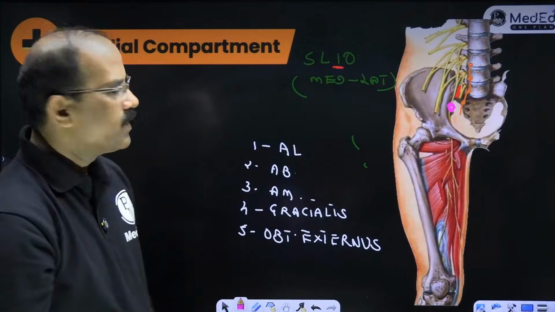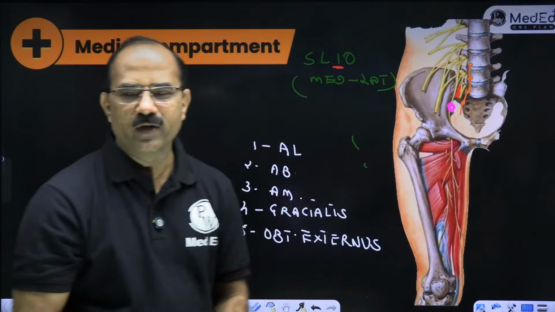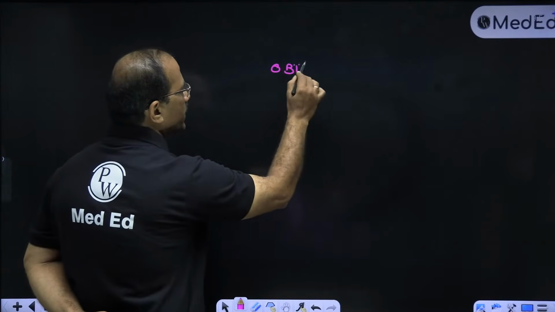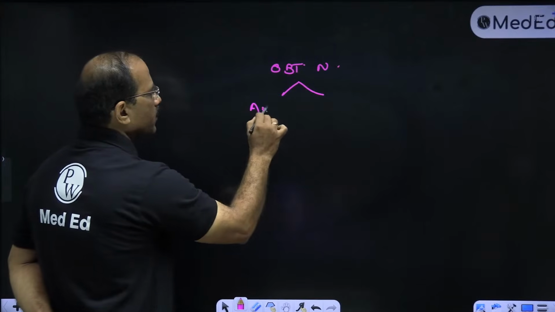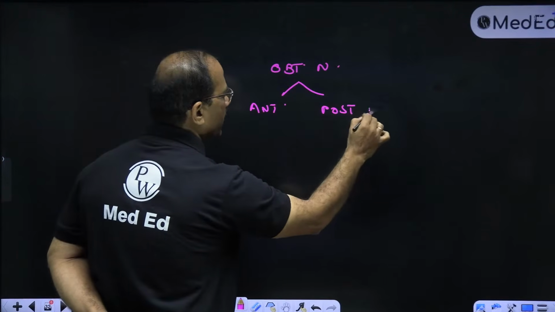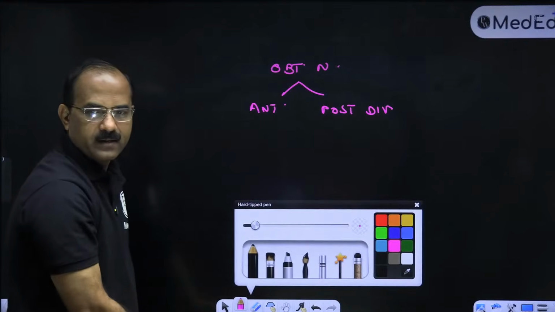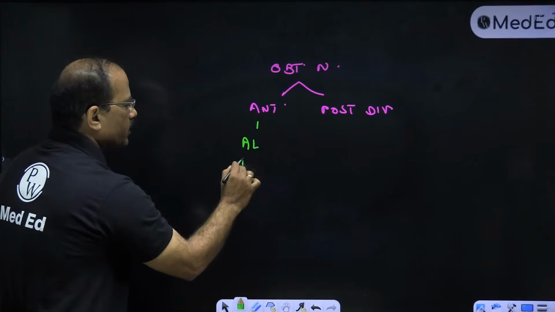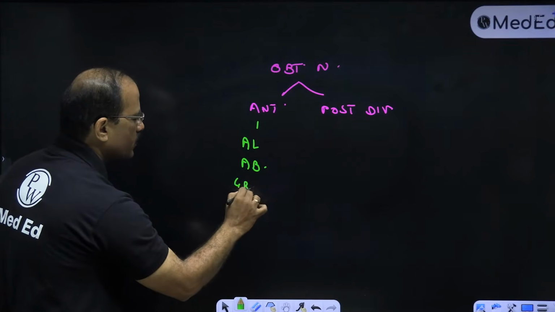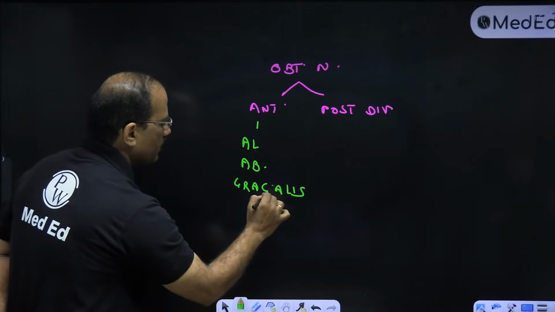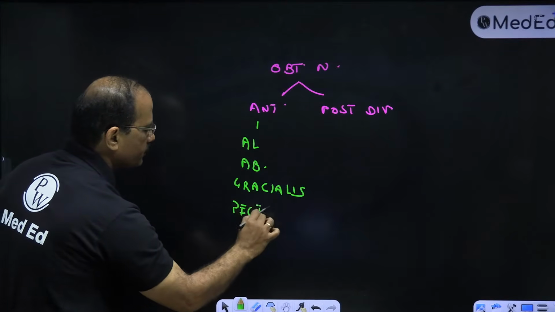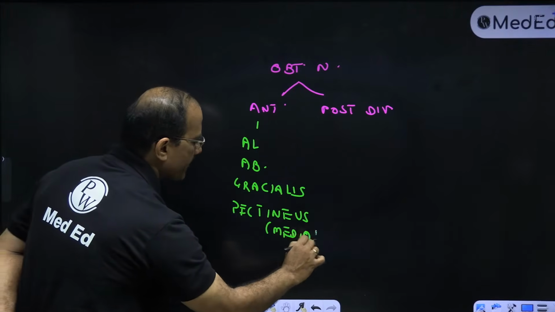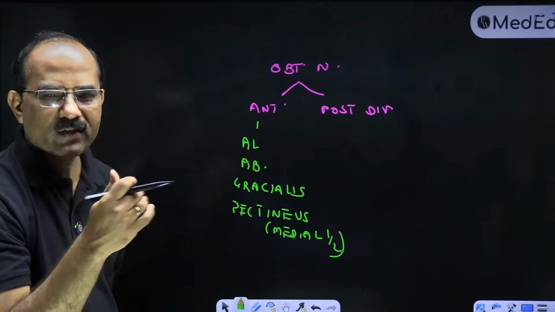Okay, great. Now this obturator nerve comes out through the obturator foramen, and when it gets out through the obturator foramen, it divides into an anterior and a posterior division. What does the anterior division supply? Adductor longus, adductor brevis, gracilis, and medial half of pectineus.